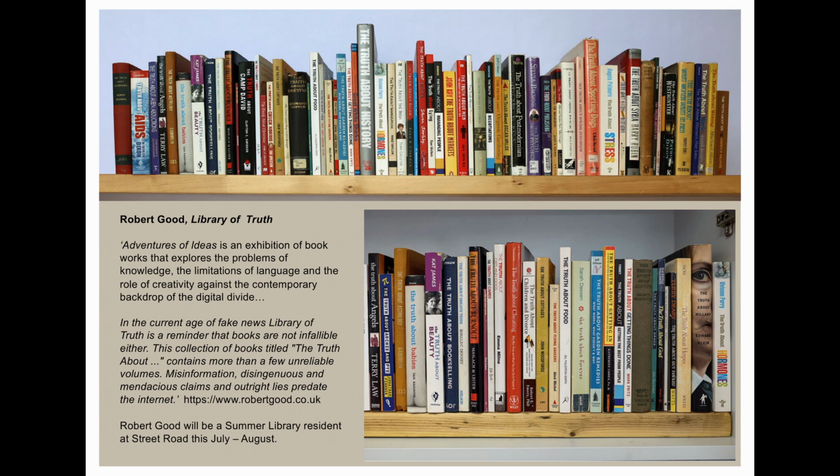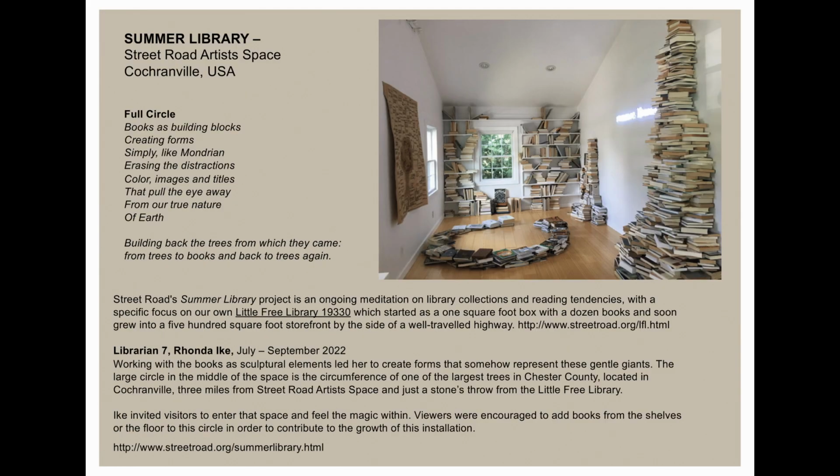Robert Goode is either on his way on the plane right now or shortly to be going to the Summer Library, which is at Street Road Gallery in the USA. So he's going to be there in July and August. This library is really lovely. So it's a fluctuating library. Street Road is a gallery in Cochranville, USA, but it also has a little free library branch there as well. So they're very interested in books, as you can imagine.